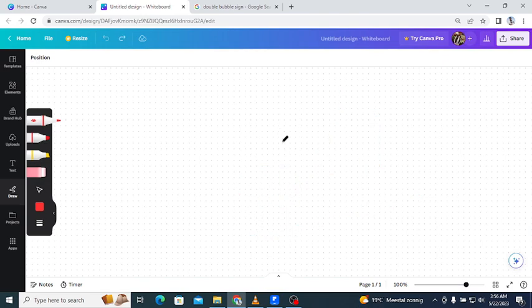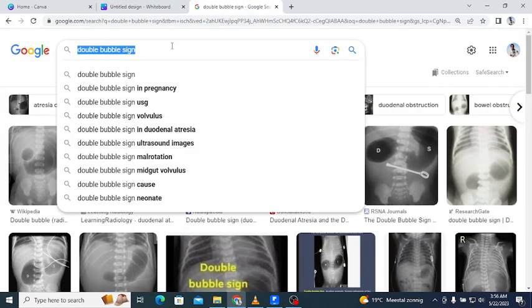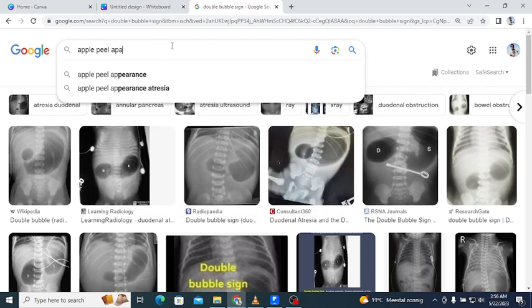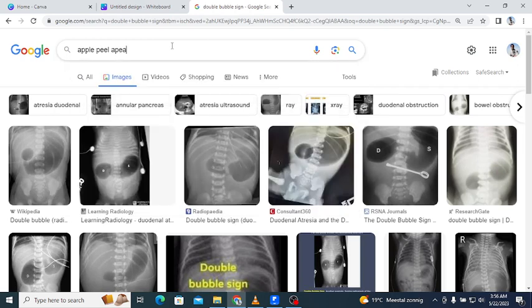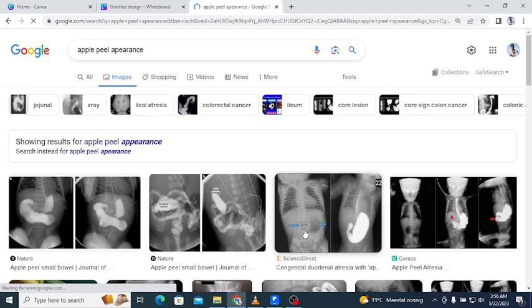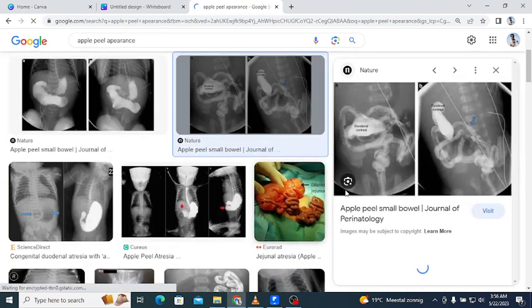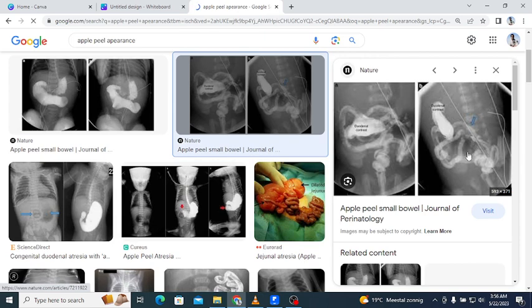The second problem is with the jejunum, and that gives us the apple peel appearance. The apple peel appearance looks something like this. It's not a very obvious finding, but something on those lines. You can assume it to be an apple peel like that.